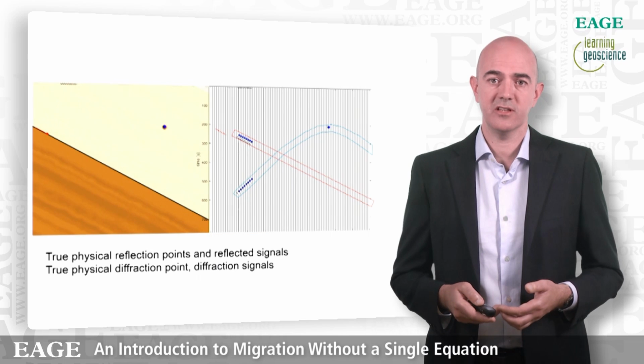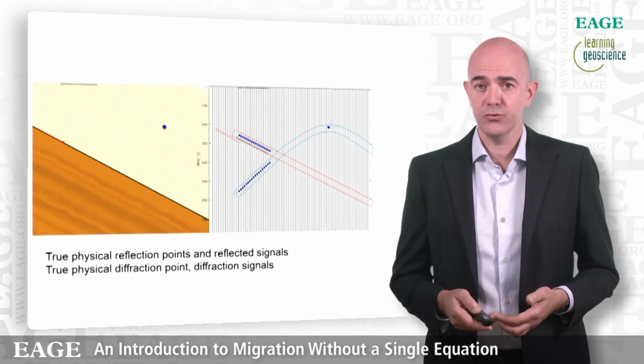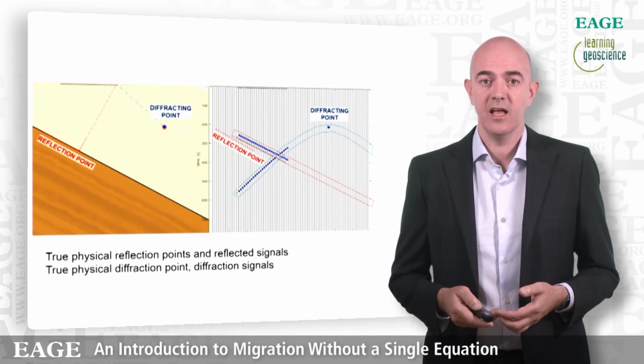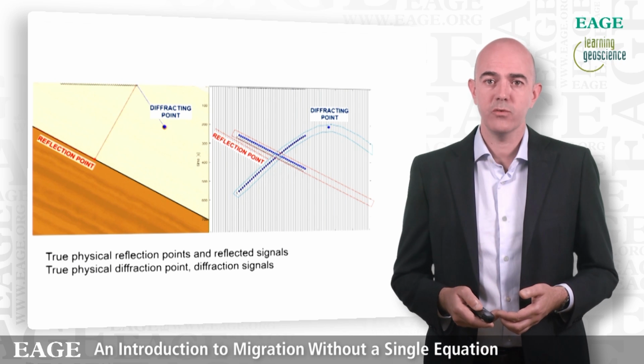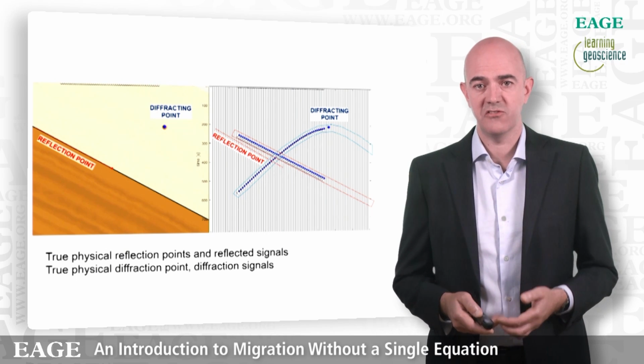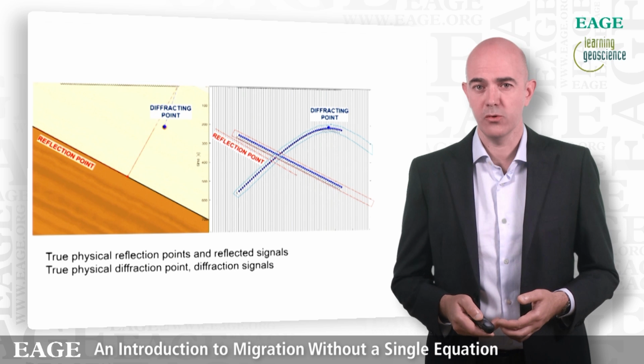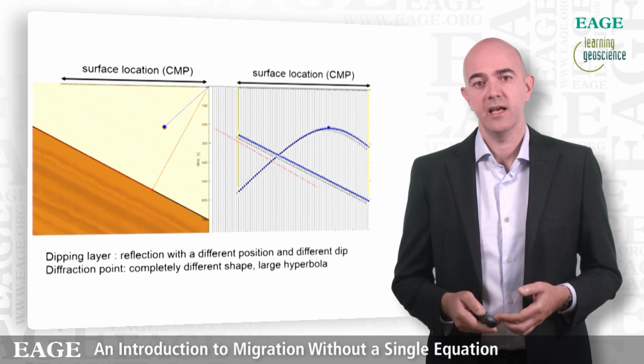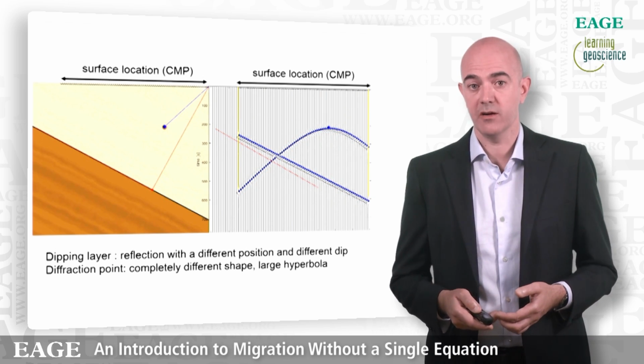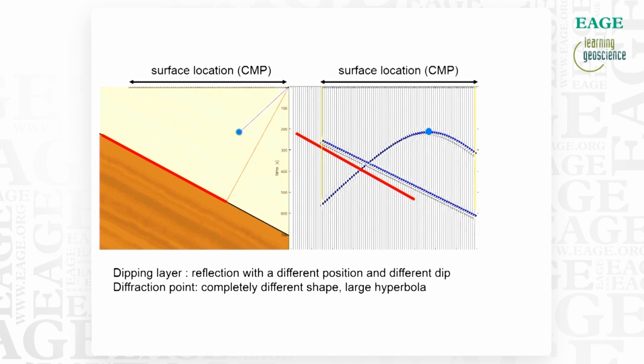So we shoot at different locations and we have some true subsurface reflecting point and a single diffraction point, and we have reflected events and diffracted events. So this shows how the reality and the seismic observation are completely different. We have a dipping layer and a diffraction point, and they are mapped into our seismic data as a dipping layer with a different dip and at a different location, and with a large diffraction hyperbola.